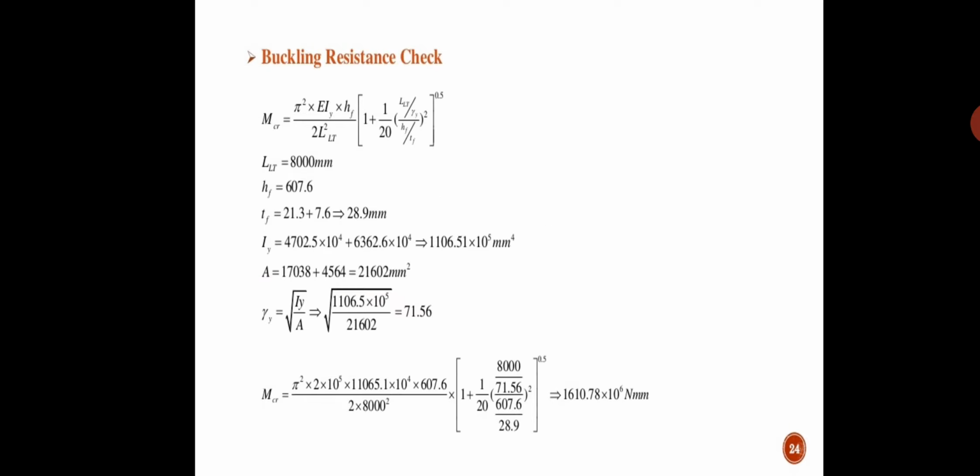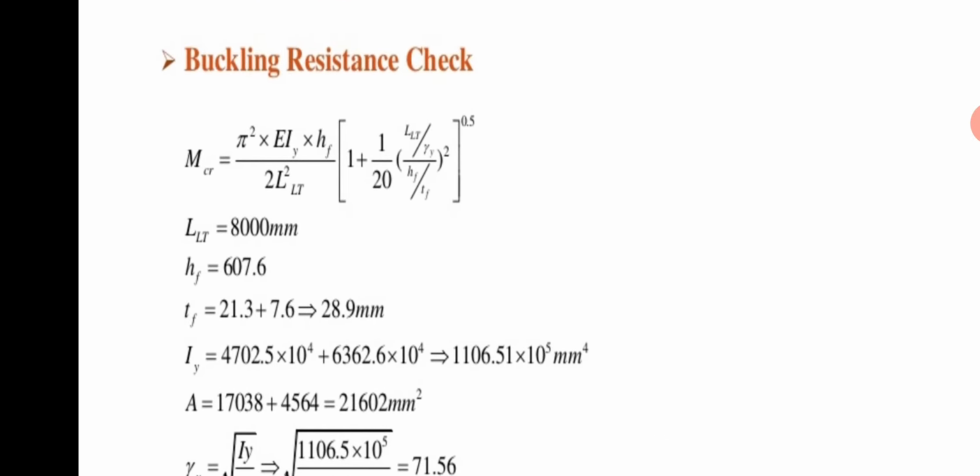So our section is okay to resist the combined local moment. Next we calculate buckling resistance checks. The equation is given in IS 800 for MCR. So first we calculate MCR. Before that we calculate lambda y, IF and area. Our LT is 8000 mm, our length of span, HF is 607.6. Here total I is 600 mm, but we should provide a channel section. So the thickness of the channel section should be 8. So overall HF is equal to 607.6.